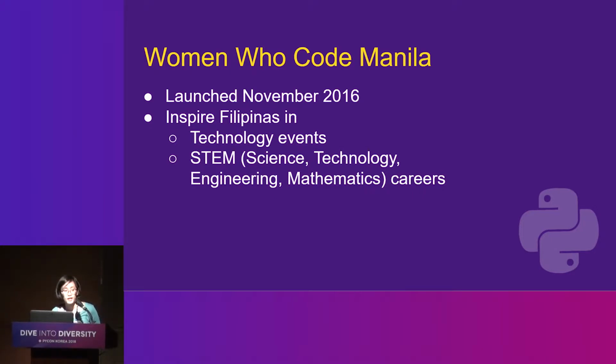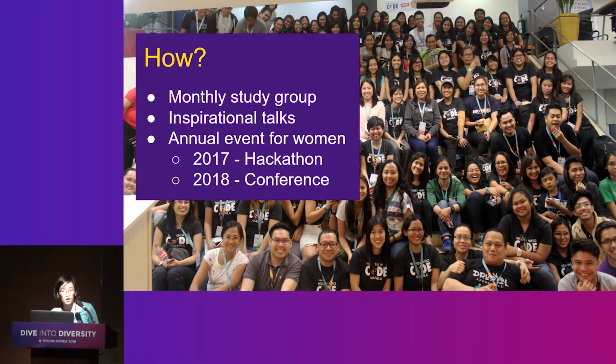And how would we do that? In our chapter, we conduct a monthly study group. We also give inspirational talks from women who are already in STEM careers. And we also have an annual culminating event for women. Last year we had an all-women hackathon. This picture is actually the faces of women who are sleep-deprived, but they really enjoyed joining the hackathon. And this year we are preparing for an all-women conference.